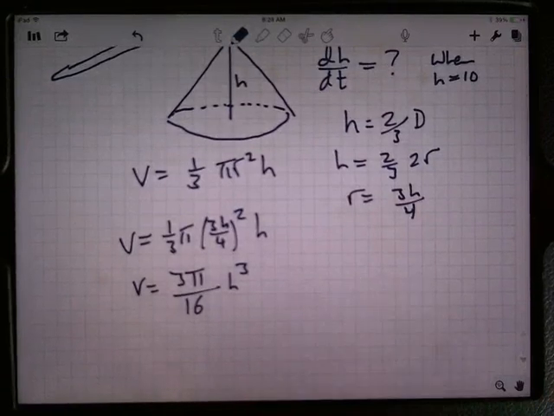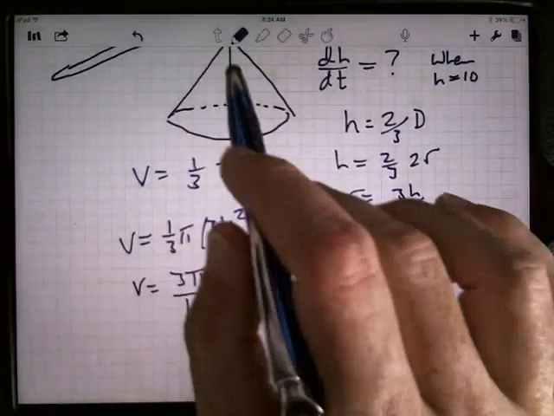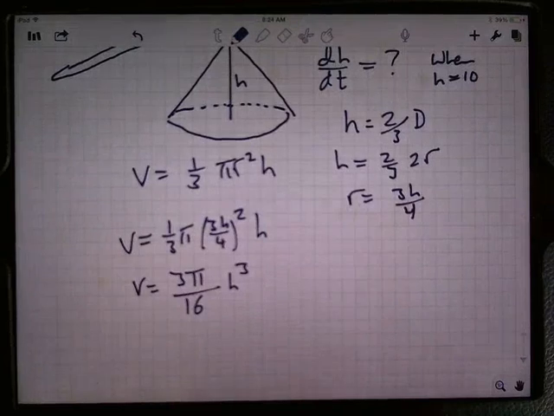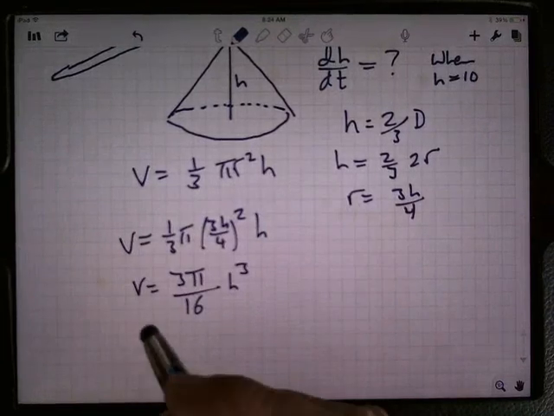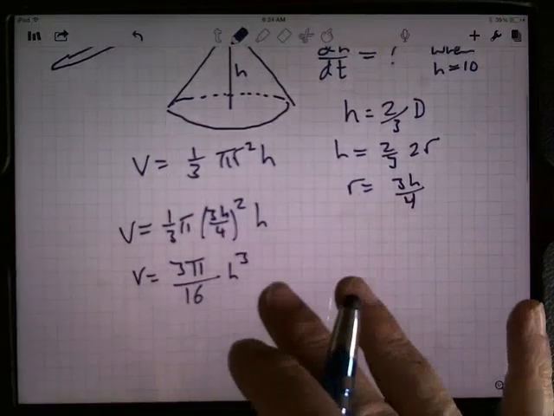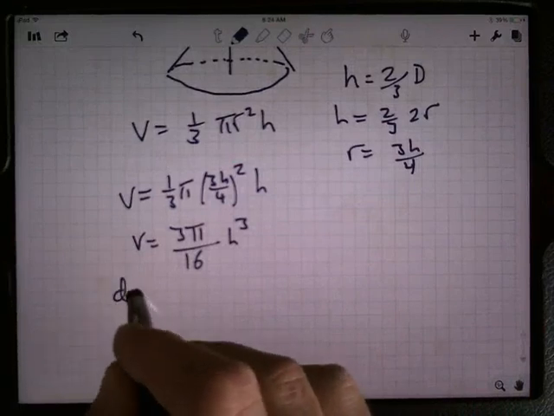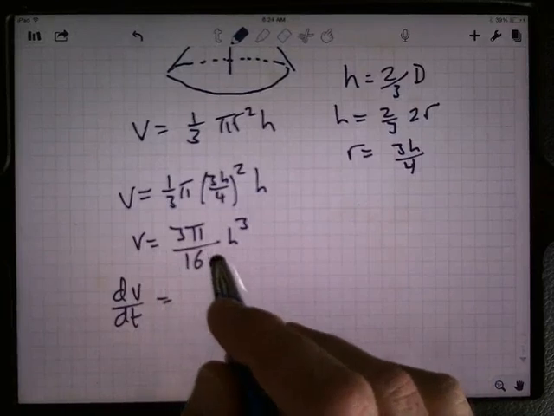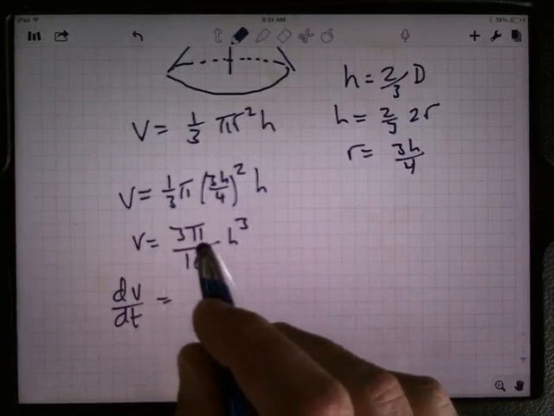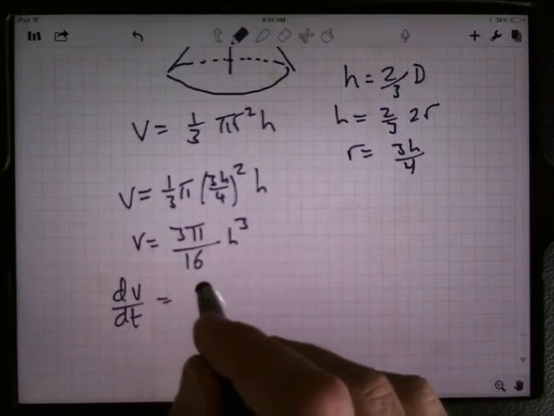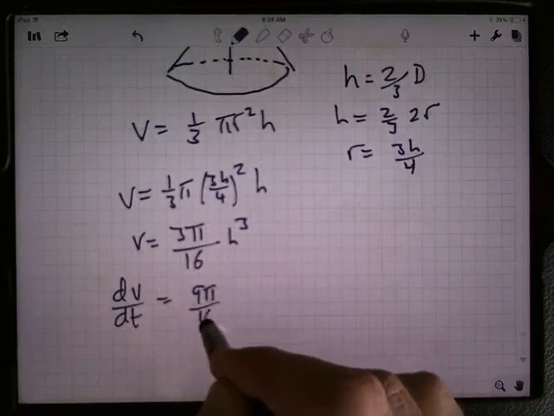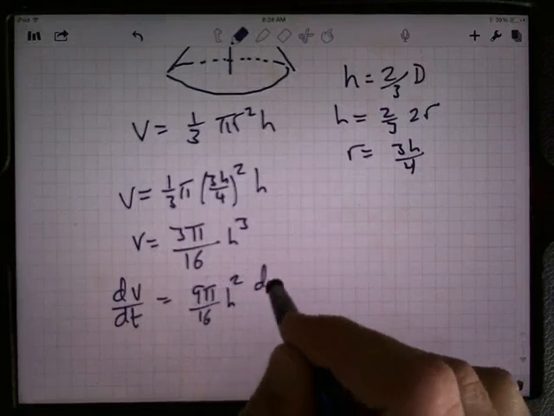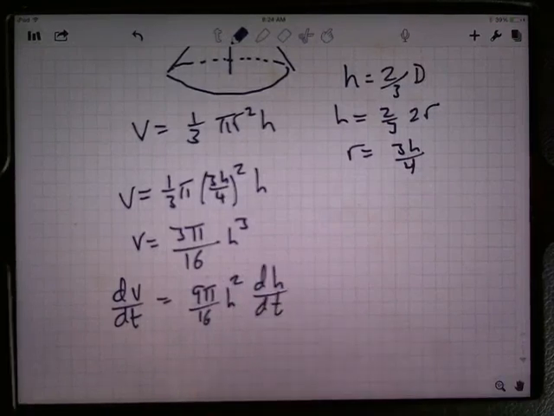Both of those are changing as time changes. As the sand keeps dumping on here, the volume's getting bigger, the height's getting bigger. So both V and h are functions of t, and I can implicitly differentiate with respect to time here. The derivative of the left-hand side is just dV/dt, and for the right-hand side, the 3 pi over 16 is going to stay out there, and then there's a 3 that joins it. So 9 pi over 16 times h squared. That would be the derivative with respect to h. I want it with respect to t, so I'll multiply by dH/dt.